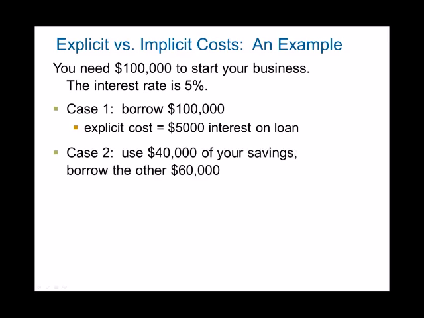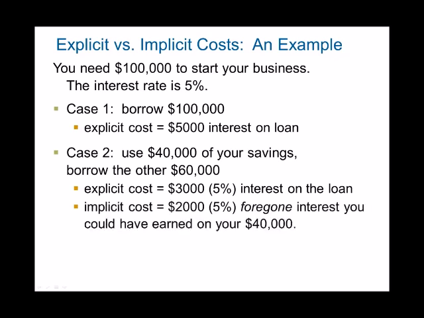Now, supposing instead you were using $40,000 from your savings and you borrow $60,000 from the bank. In this case, since you borrowed just $60,000, your interest is $3,000 on the loan. However, there is an implicit cost. The implicit cost is $2,000 because that's the amount you've given up. That's the interest that you could have earned on your $40,000. You could have lent your $40,000 to someone else and earned that 5% interest, or $2,000 extra dollars.